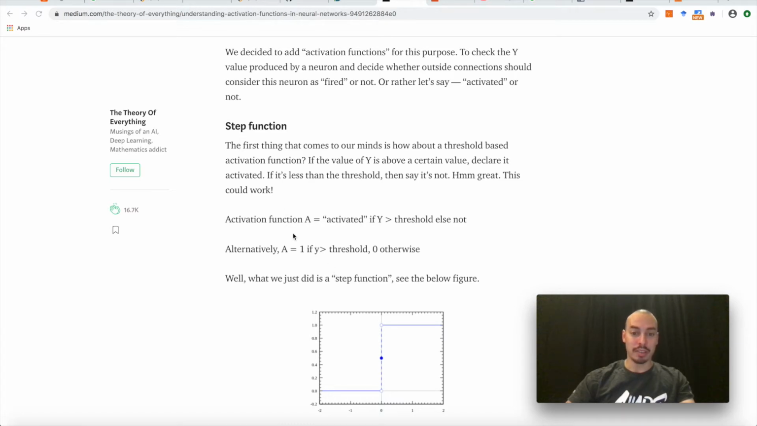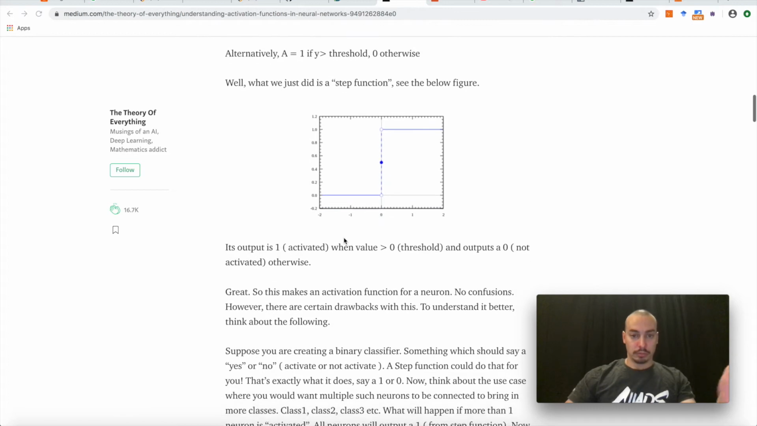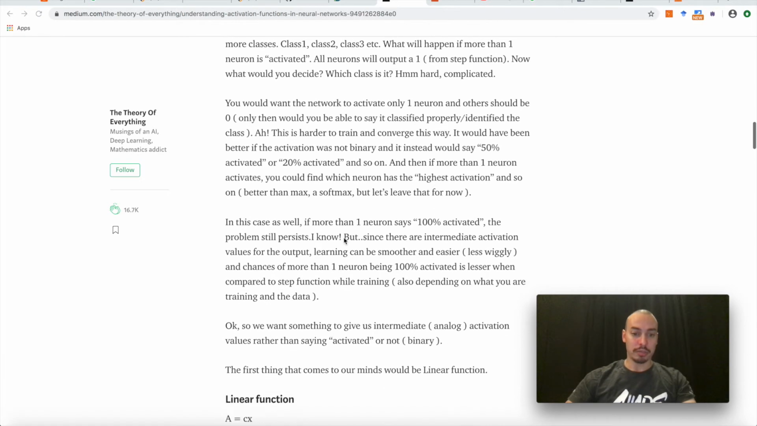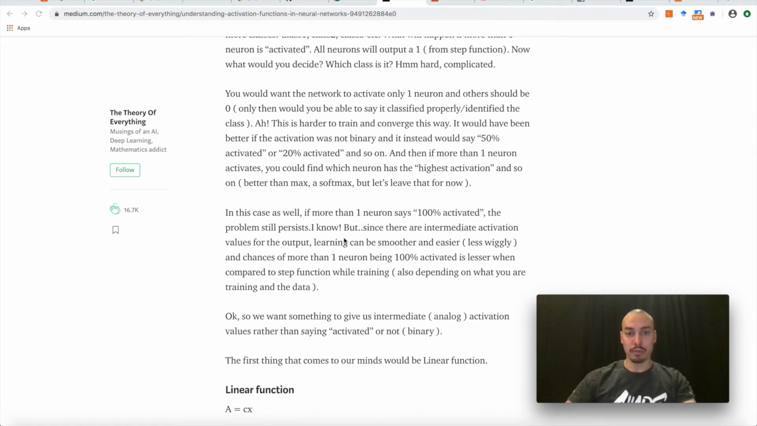Looks like the simplest one here is the step function, which is basically just an if-else function. If x is greater than the threshold, the output is 1, otherwise 0. Here the threshold is basically if x is greater than 0, then it's 1. Otherwise, it is 0. So it's a step function, and it's kind of like a binary classifier, as they're also writing here. You want to use it if you want to activate only one neuron, and another should be 0.